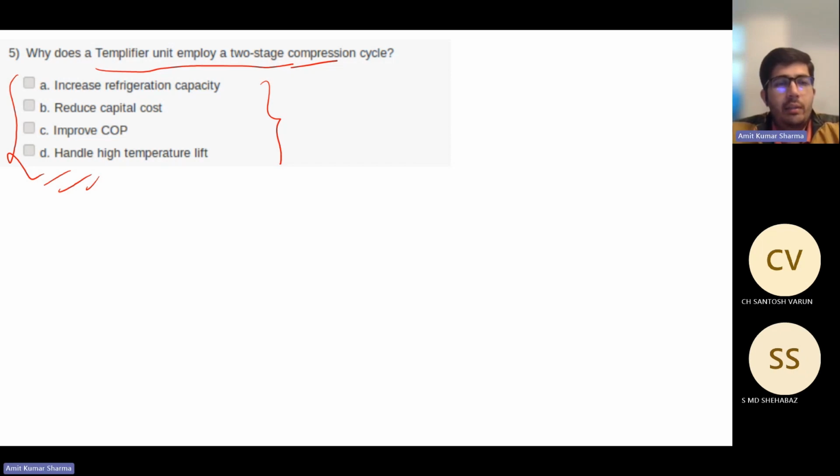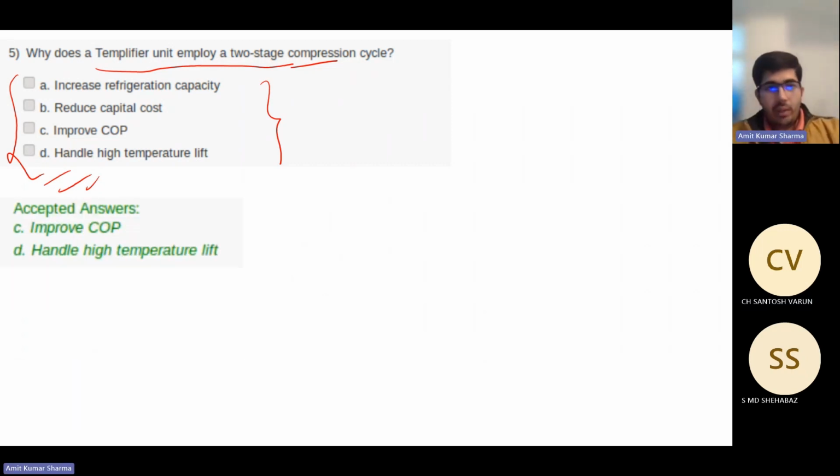Think about option A again. Is A correct? Increase refrigeration capacity. Actually, the focus is on the heat source, the heat pump. So increasing refrigeration capacity will not be the answer. So the correct answer will be improve COP and handle high temperature lift.